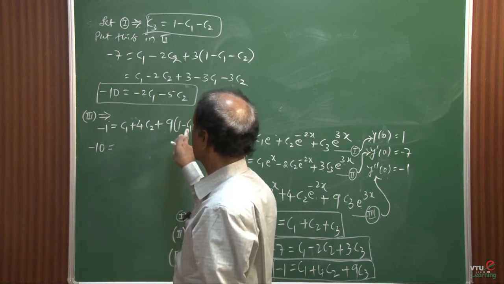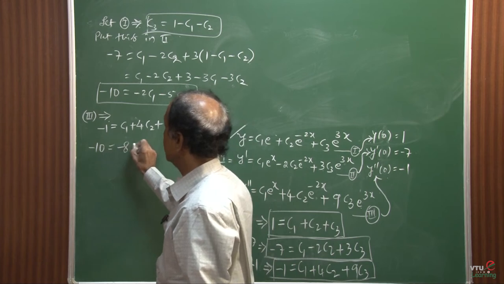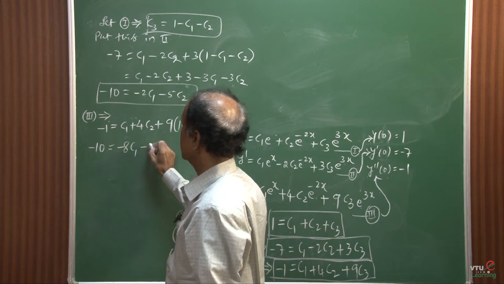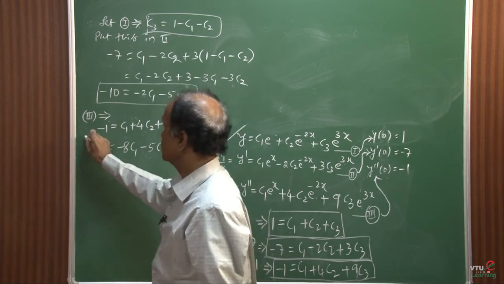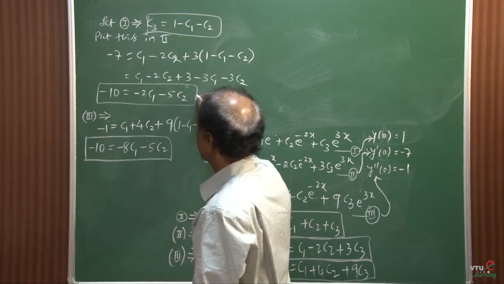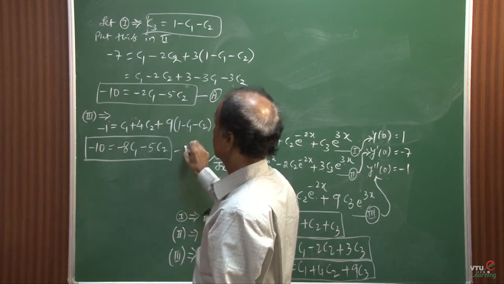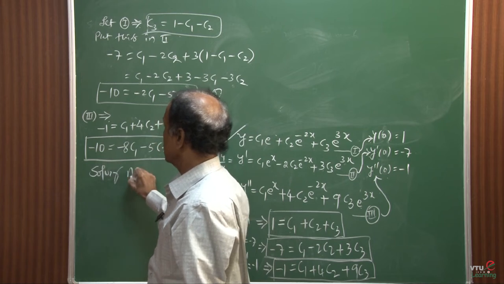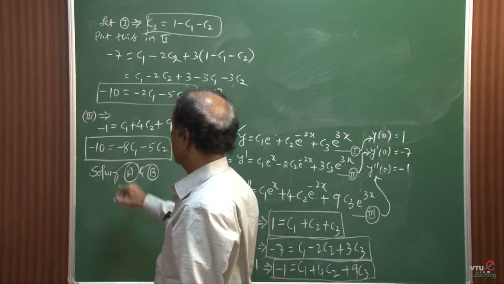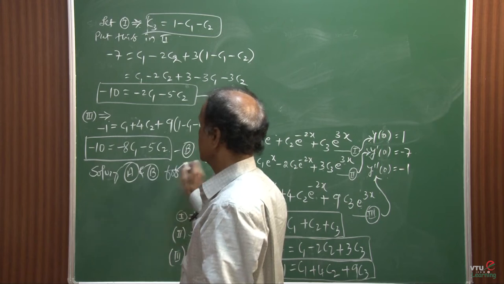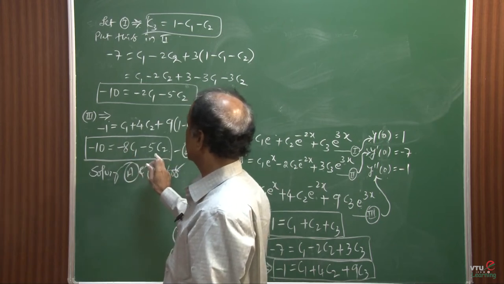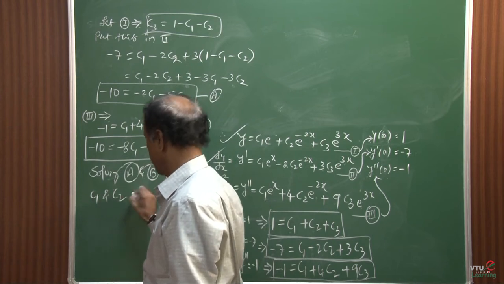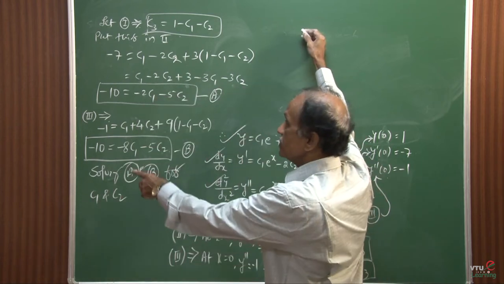I can club minus 8 times C1, and 4 C2 and minus 9 C2 gives us minus 5 C2. So, this is another equation. Now, this equation I will take as A, and this equation I will take as B, and solve A and B for C1 and C2, because C3 we have eliminated. Let us see how these equations can be solved.